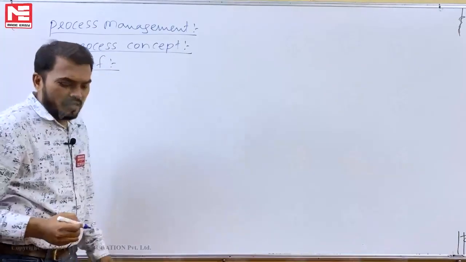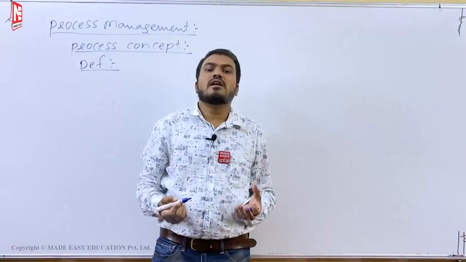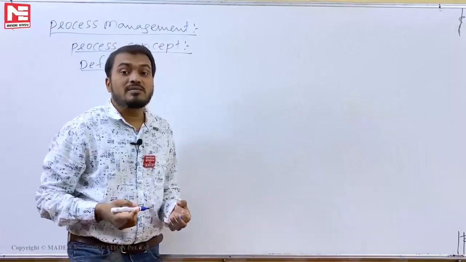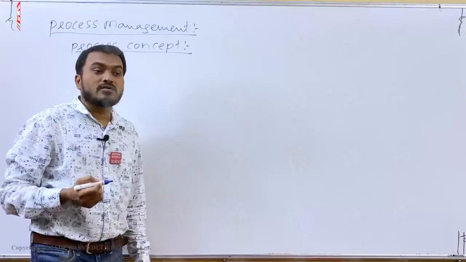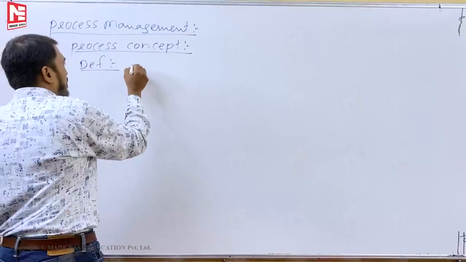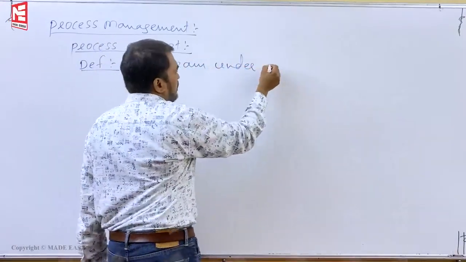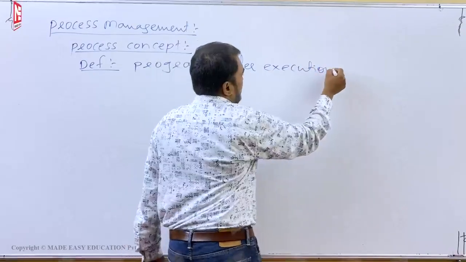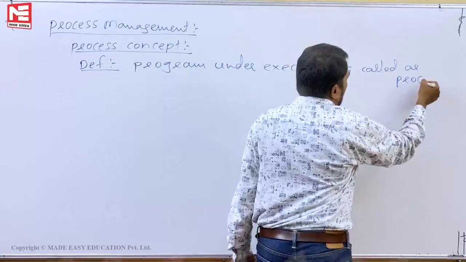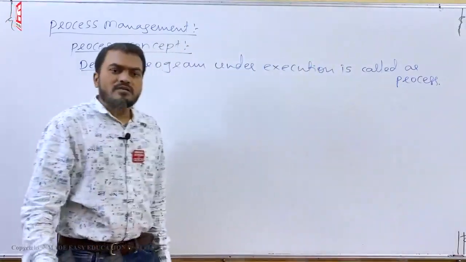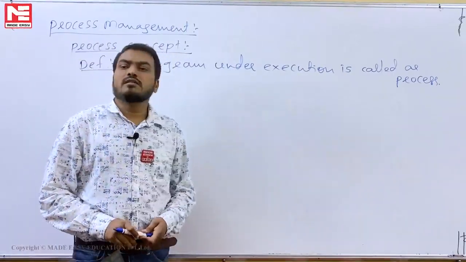Definition of a process. Understand here, this is the common, general basic definition you will find in any textbook. How do you define the process? A process is nothing but a program under execution. Note down: program under execution is called a process. This is a basic common definition, so you can easily understand it.